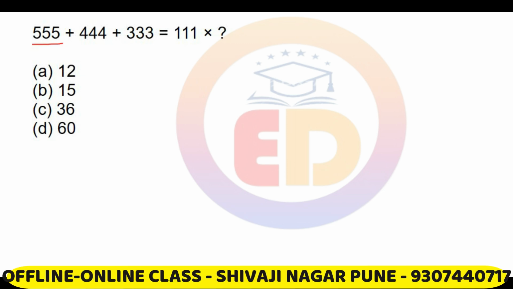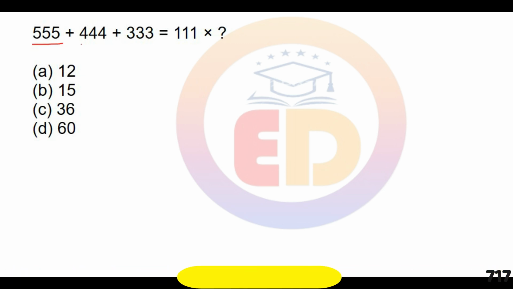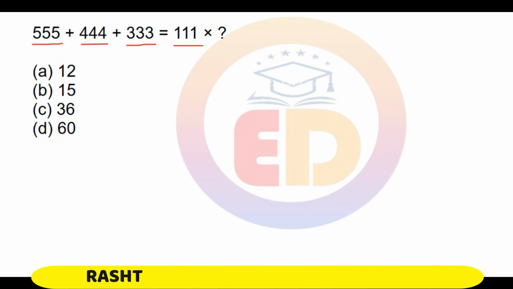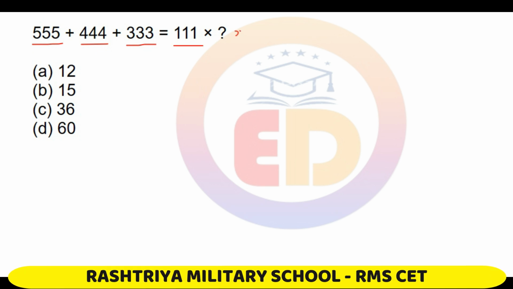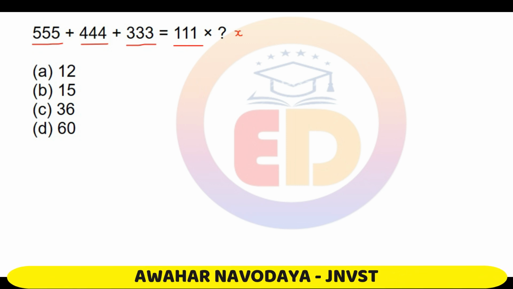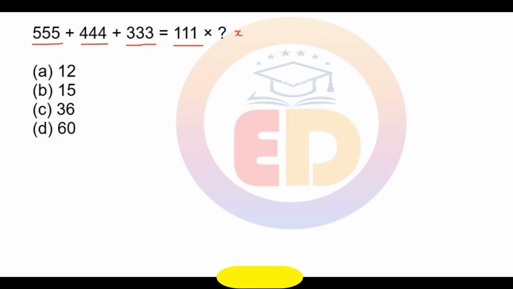555 plus 444 plus 333 equals 11 multiplied by question mark. Let us assume the question mark is x. On the left hand side I have to add these three numbers. Let us add them.